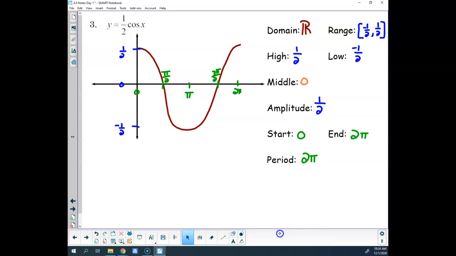I think I've gone on long enough. I think that's a good ending spot for today. We'll pick this up tomorrow.